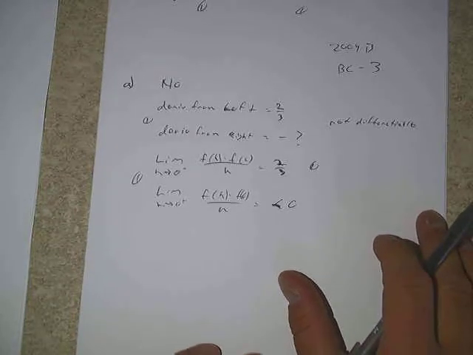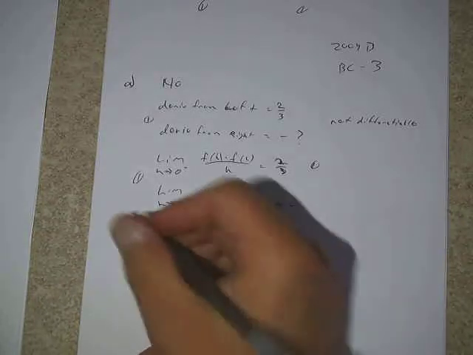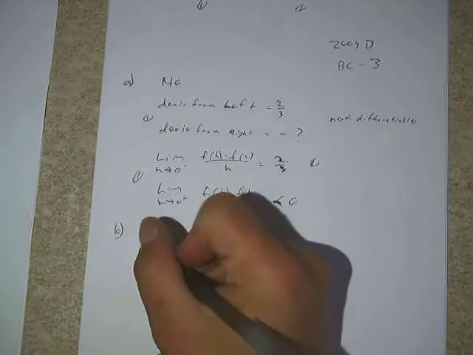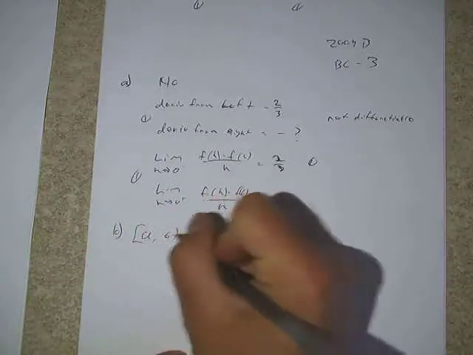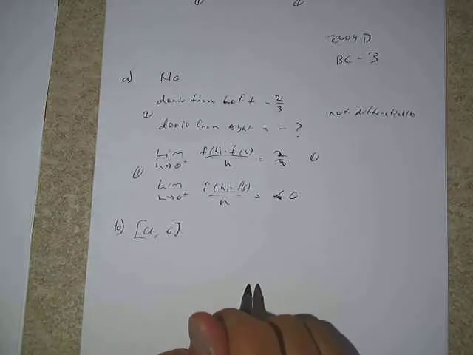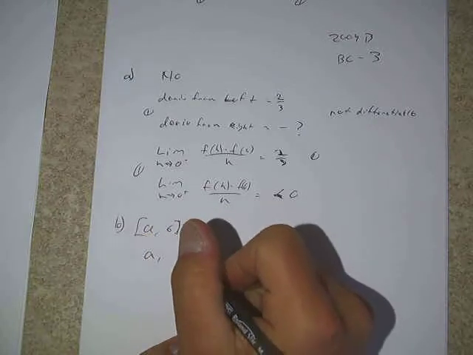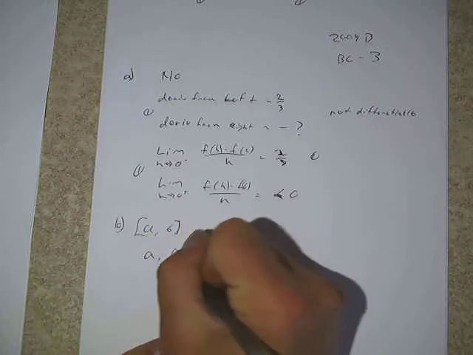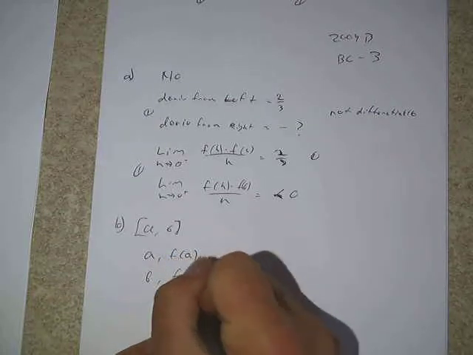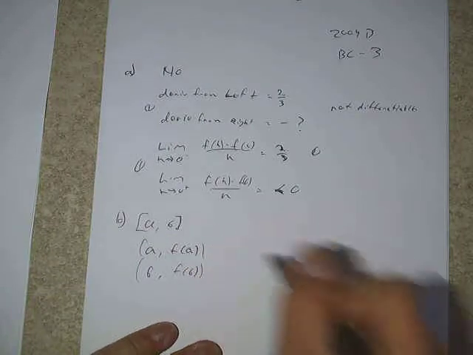All right, let's take a look at the next part. Part B says, for how many values of A between negative 4 and 6 is the average rate of change of F on the interval A to 6 equal to 0? So how many values of A between negative 4 and 6 is the average rate of change of the function on the interval A to 6 equal to 0?